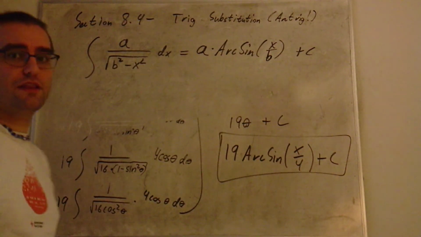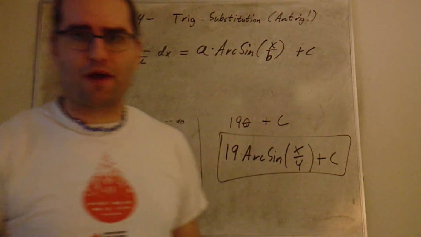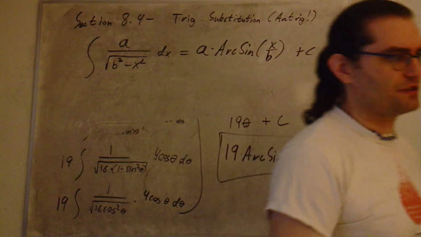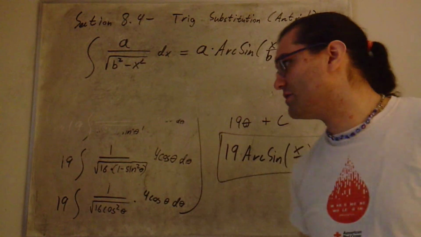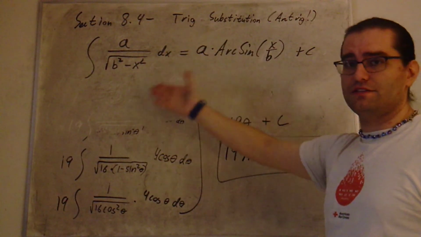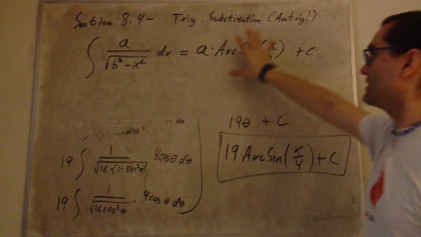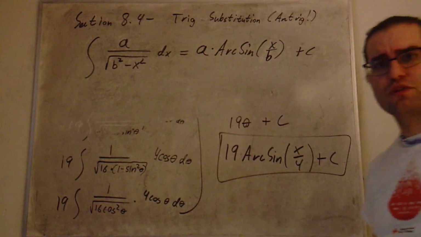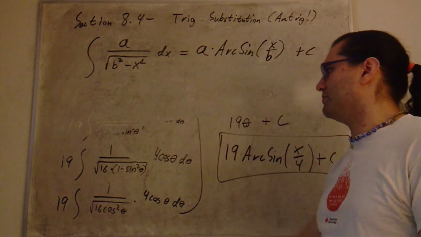So if you're looking at the front cover of your textbook or the back cover of your textbook or somewhere in your textbook to see a table of integrals, this should be on there. You'll see something that looks like this. It'll tell you that the integral of this thing always has this form. And that's sort of the goal of what we're doing here.